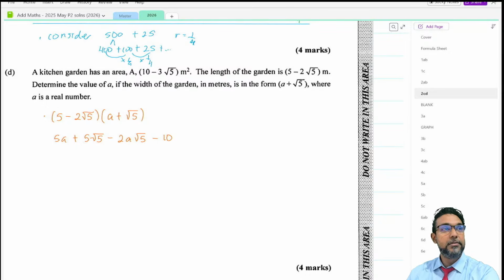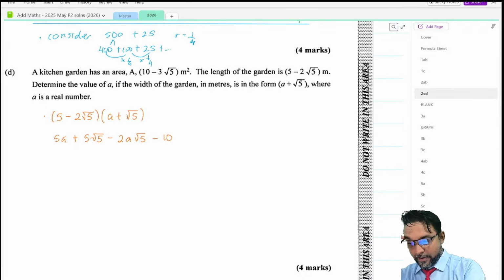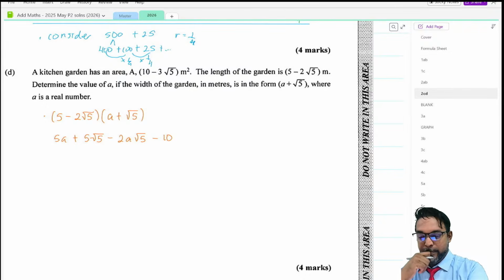I just divided the 10 minus 3 root 5 by the 5 minus 2 root 5. You divided it? Yeah. And then you rationalize it. So you put it underneath the 10 minus 3 root 5, and then rationalize the fraction. Okay, all right. Well, what did you get as your answer?